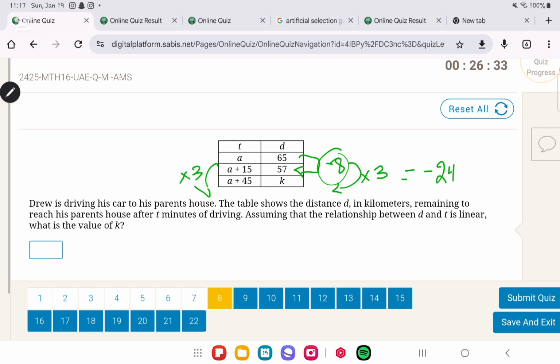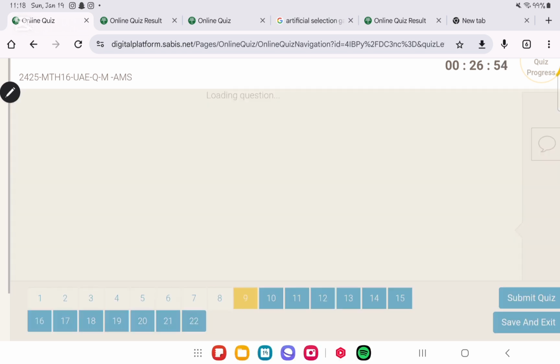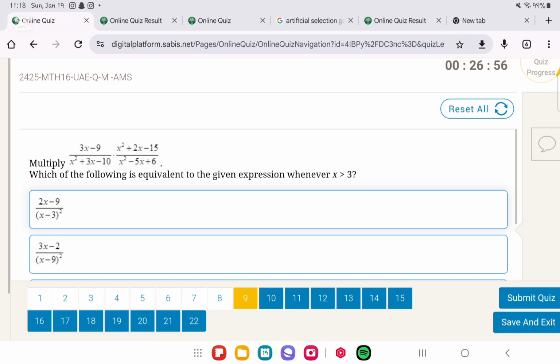So we are going to take the original one, which is 65, and we are going to do 65 minus 24. If we do it on the calculator, it will give us a value of 41. So the value of k is then 41. Moving on to question number 9. Okay, this is a really nice question. This has come last year and the year before, and it's very simple. First thing you need to do is factorize everything. Make everything as simple as possible. So 3x minus 9, okay, over this, you need to factorize it by doing the product sum method.